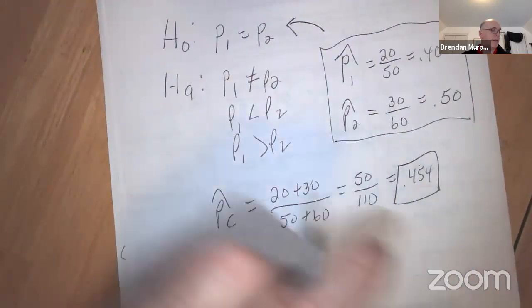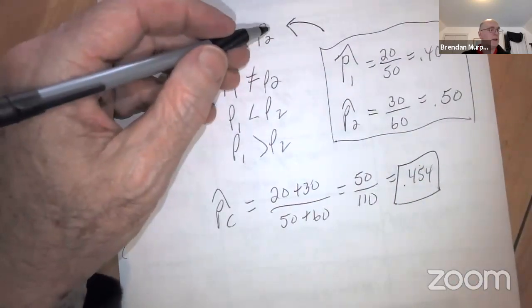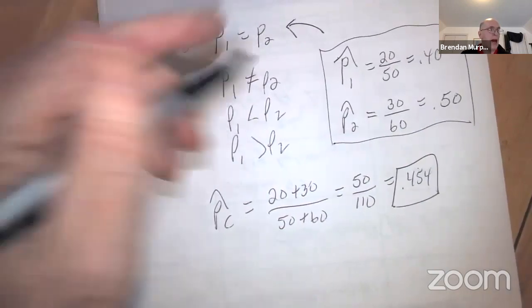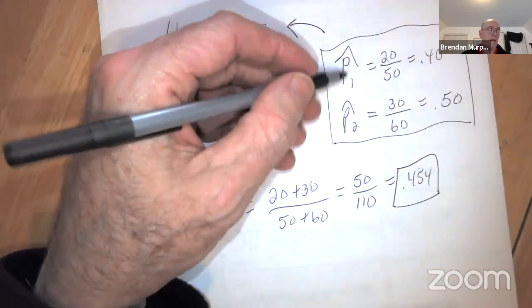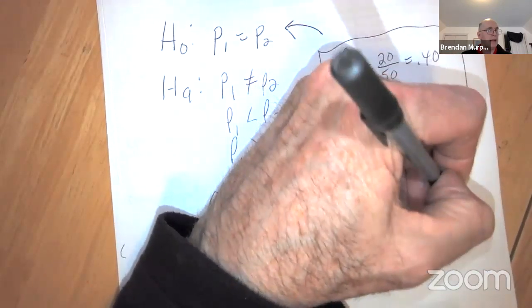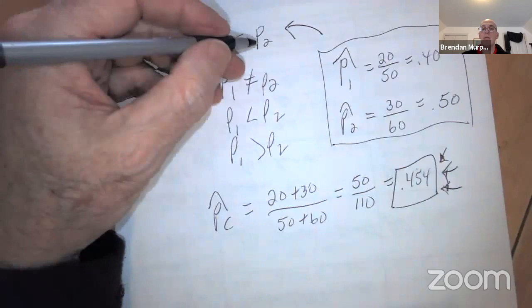Again, I don't actually know what that is or what that is, but I've made the claim that they're the same. The only information I have is my two small samples here. So I'm going to combine those to come up with, perhaps, my best guess estimate as to what either one of those two numbers is.